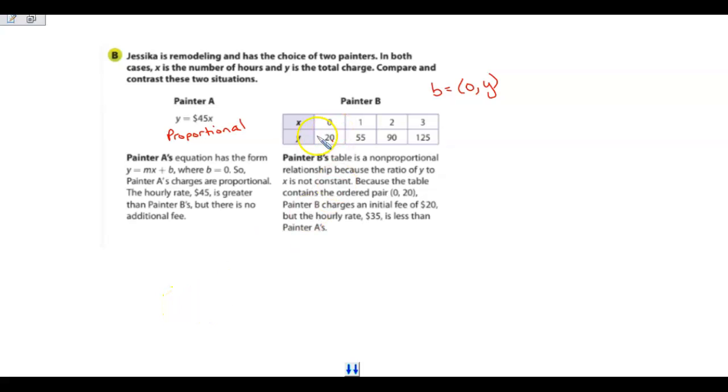If I were to try to find the difference, or my rate of change, I would find that it's 35. And so that's telling me it's $35 per hour after the $20 fee. Okay? And so this is non-proportional.